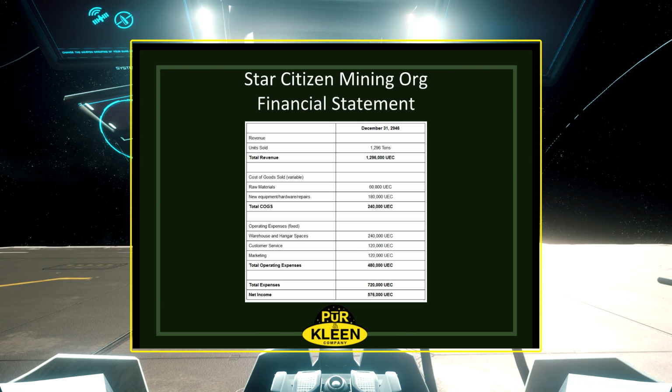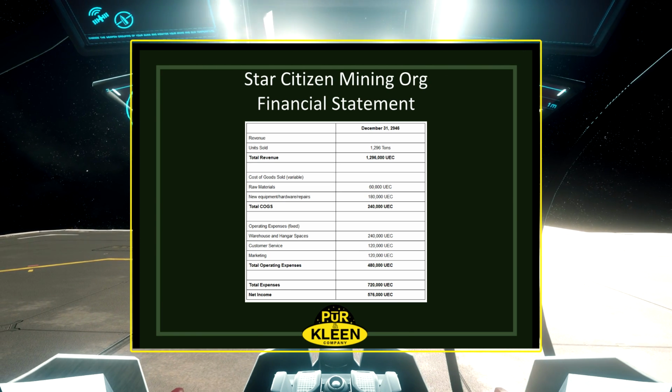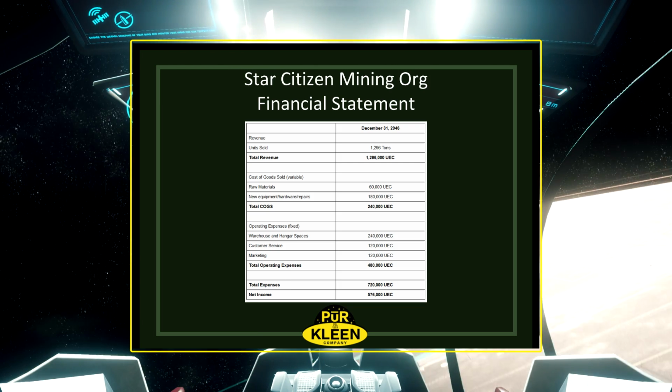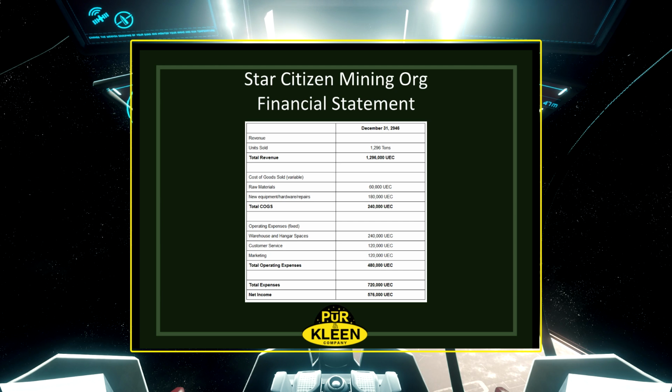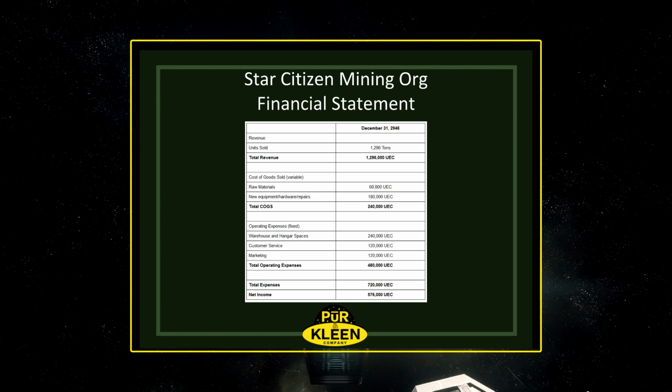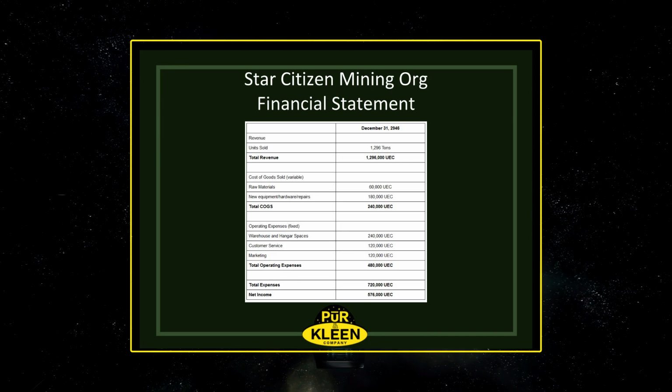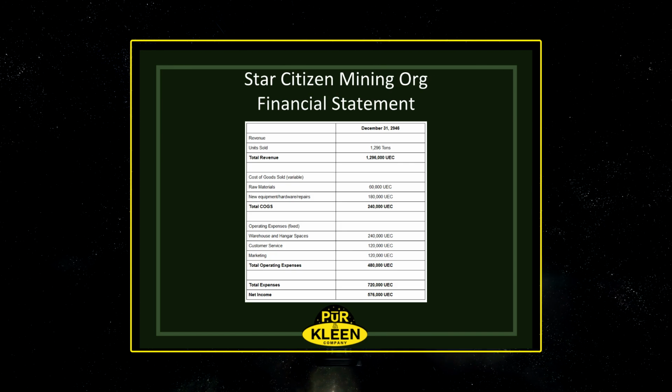But I have gone ahead and said that it's going to be 180,000 UEC per year. This may be a little bit low. We'll see. I mean, we do have LTI. So, again, these are estimates. And which brings our total variable costs for the year to be about 240,000 UECs.